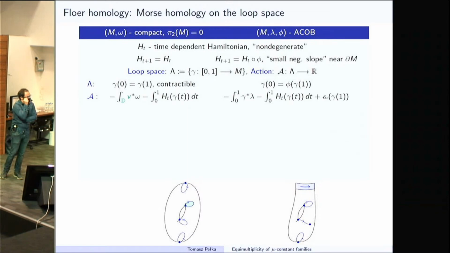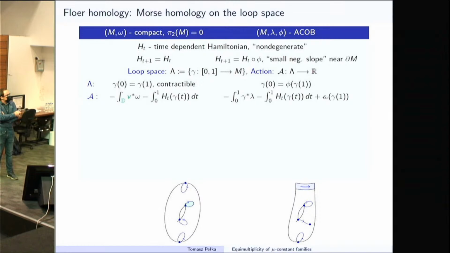The action functional is given by this horrible integral. Here I must say what this V is, because my manifold is aspherical, because I take contractible loops, I can fill the loop by a disk and integrate the symplectic form, and because of this assumption, this number is well defined. And on this side, I just use Stokes' theorem.